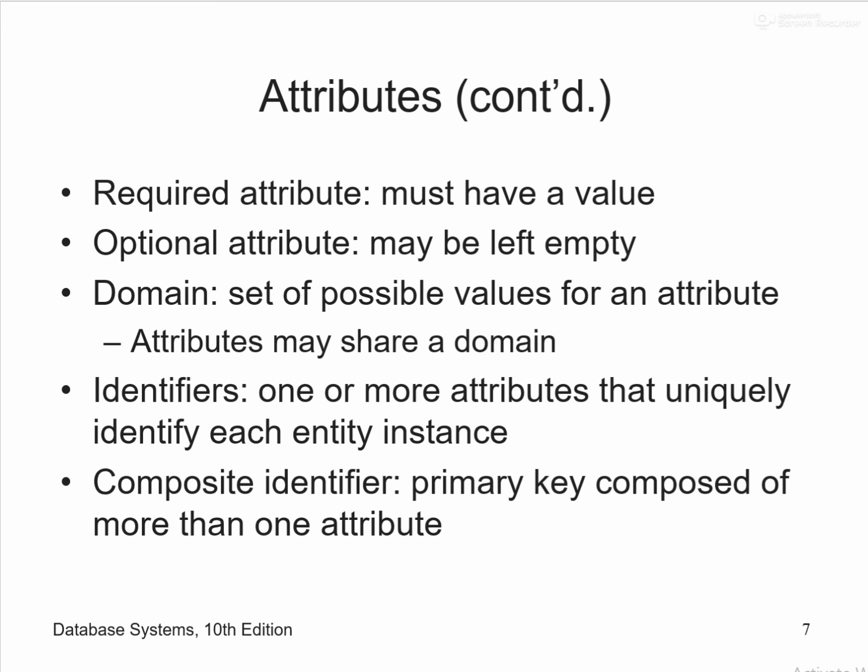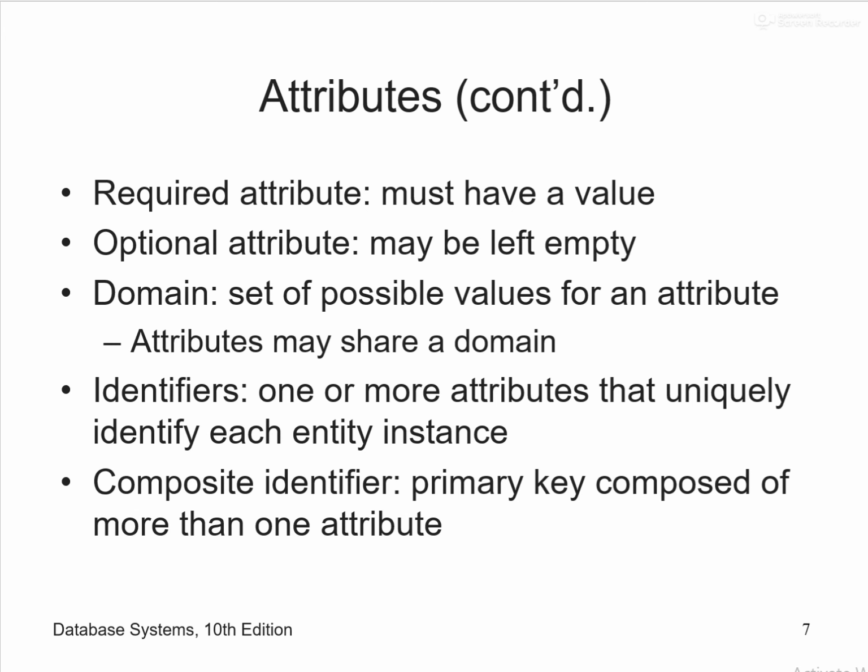Another property is that attributes may share a domain. For example, if we have two entities, student and professor, we have the attributes student address and professor address, two different attributes for the student and professor entities. Then student and professor address share the same domain of all possible addresses.